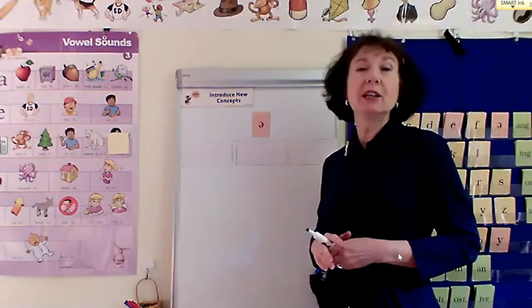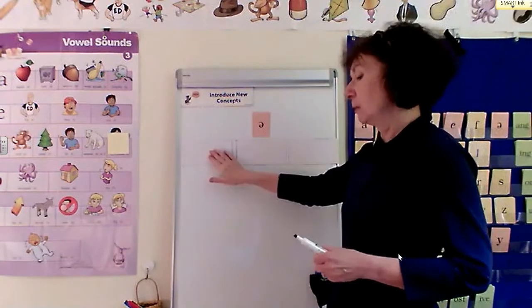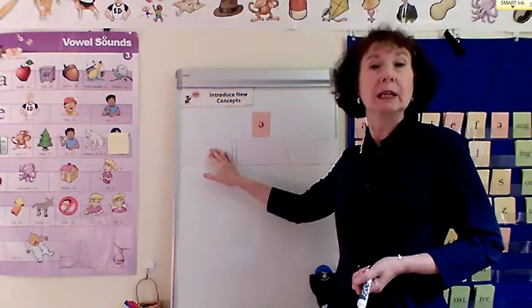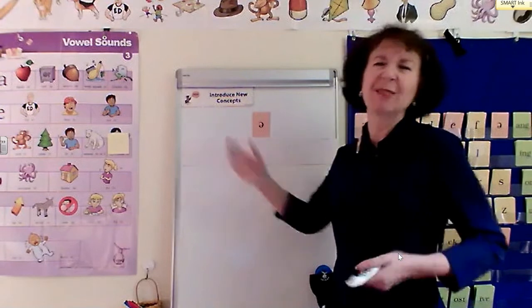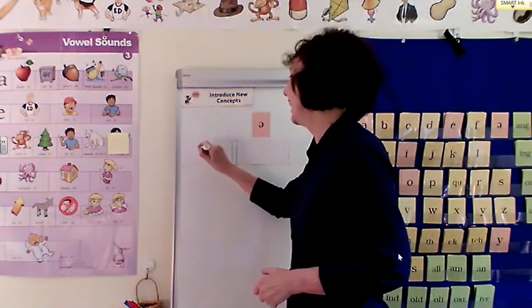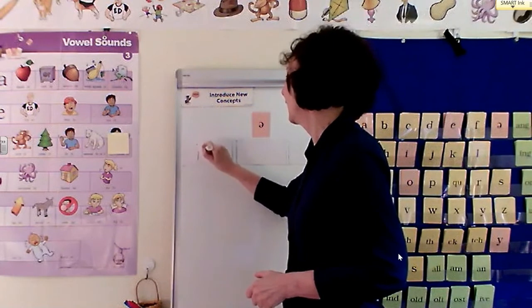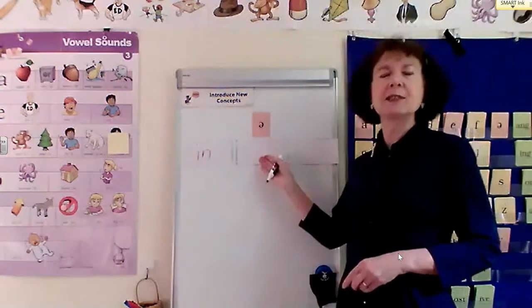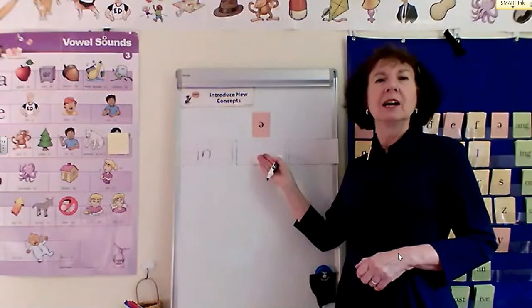Let's go through each syllable and spell it. First syllable was in. How are you going to spell in? Yeah, that was kind of easy. I-N, I-N. Tell your hand what to write. I-N. Our second syllable was right there.